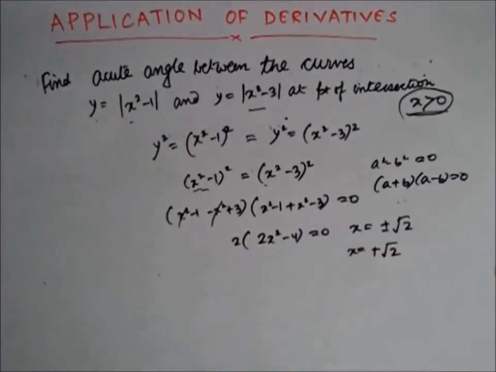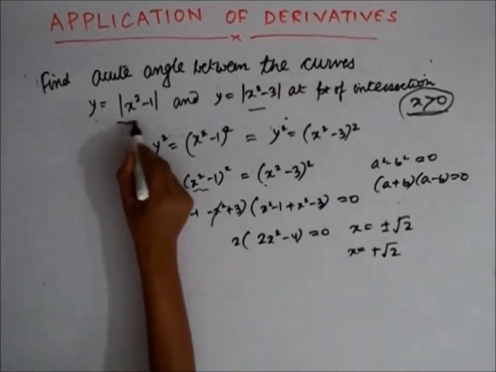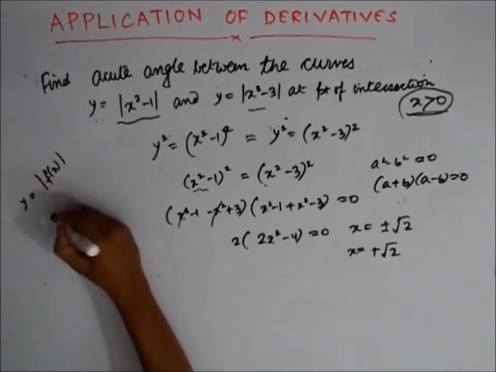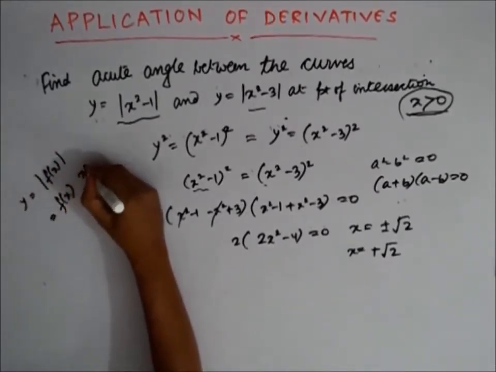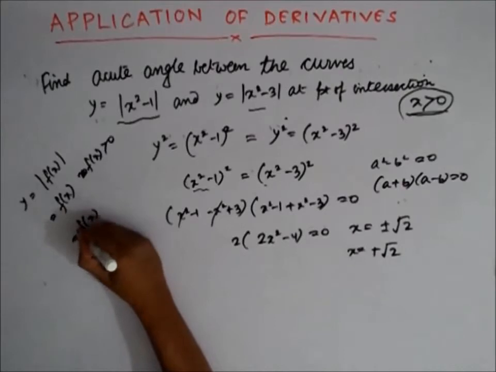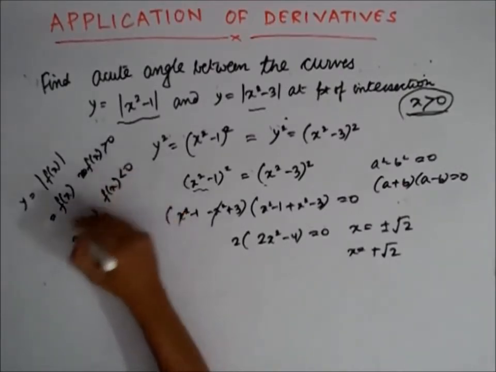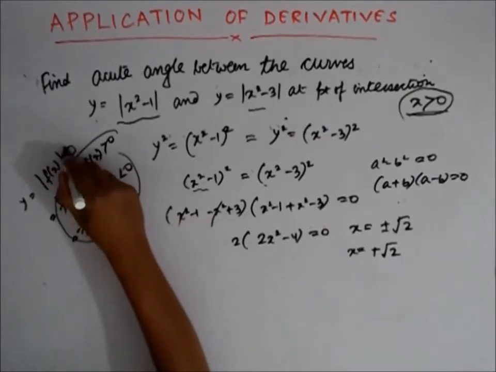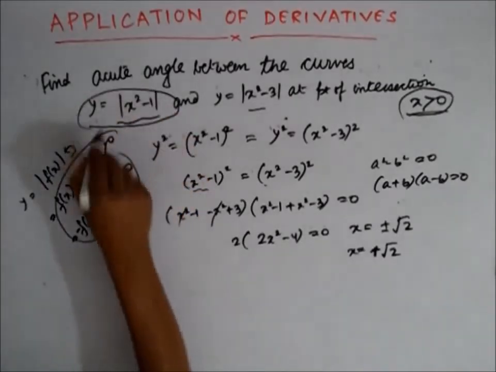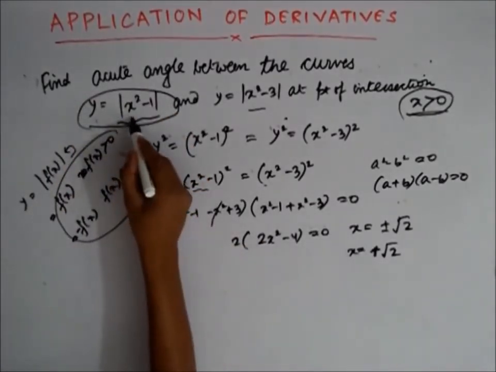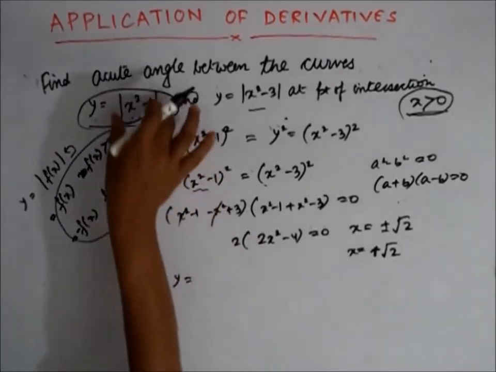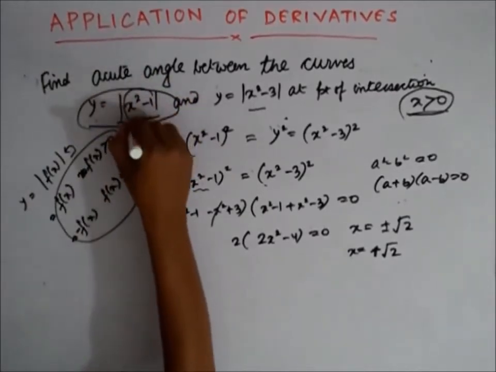Okay. Now, let's define the curve. You know that if I have an equation y equals to mod of fx, then I can write it as fx if fx is greater than 0, and as minus fx if fx is less than 0. This we do to get rid of the mod sign. Okay. Now at x equals to plus root 2, for this curve c1, if you put plus root 2 here, you will get 1. So this is positive. Neglecting the mod sign, this inner part only is positive.